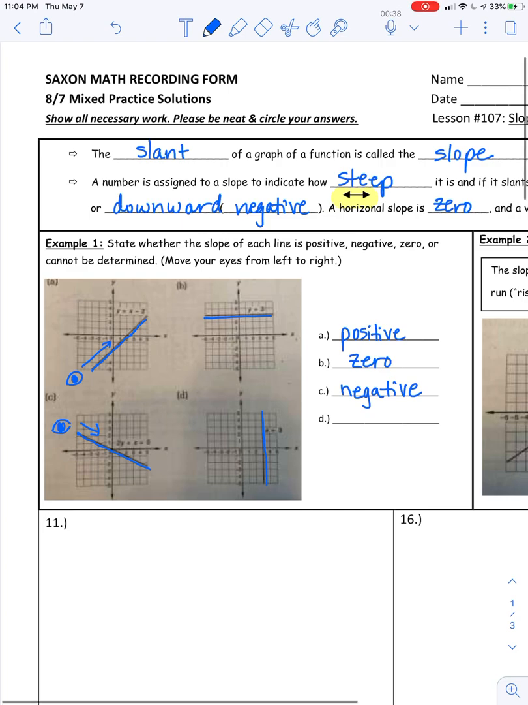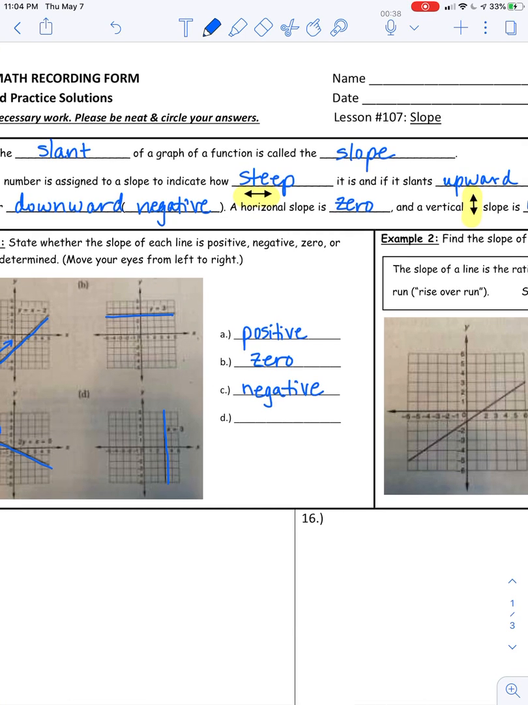And letter D is a vertical line, and we set up above that a vertical line, its slope is undetermined. It cannot be determined, undetermined. So go ahead and make sure you fill all of those in.